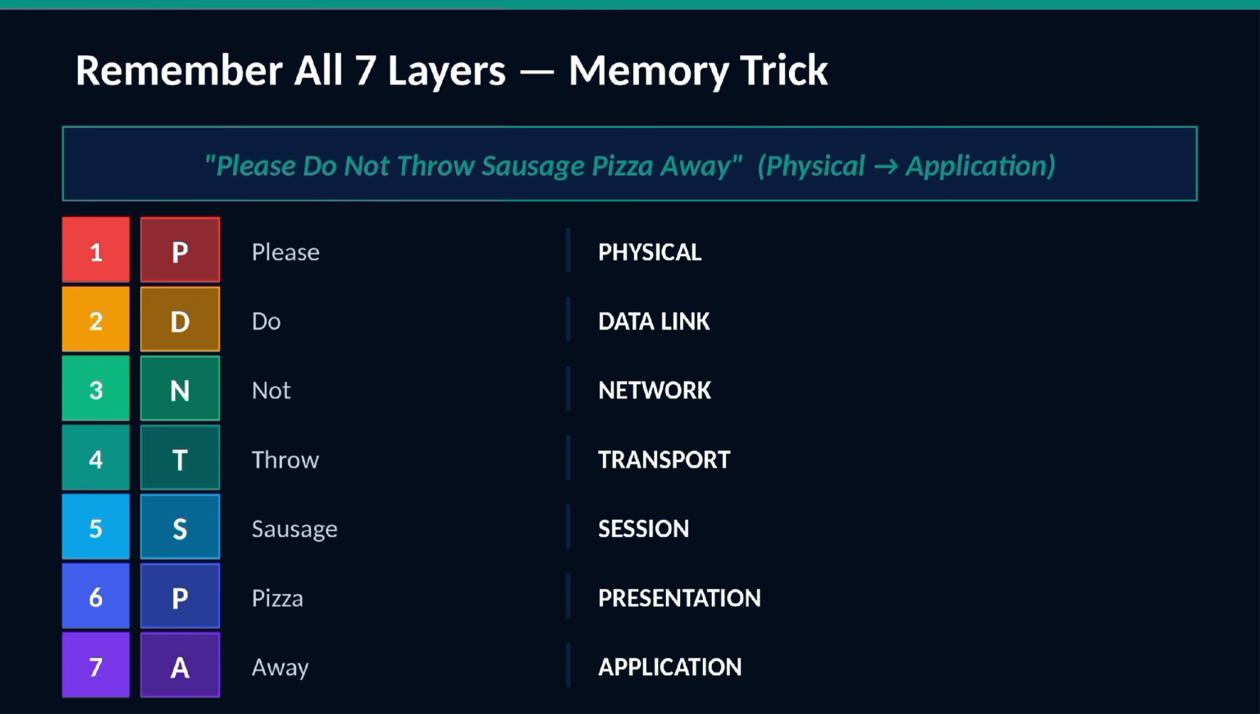Memory trick. Need a way to remember the OSI layers? Here's a classic that actually works. Please do not throw sausage pizza away. Physical, data link, network, transport, session, presentation, application. Just go bottom to top. Physical up to application. Say it out loud a few times. It sticks better that way.